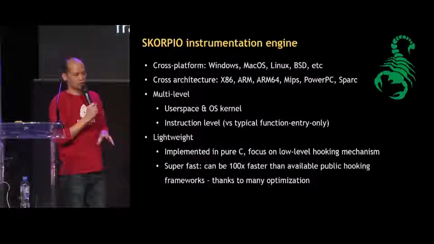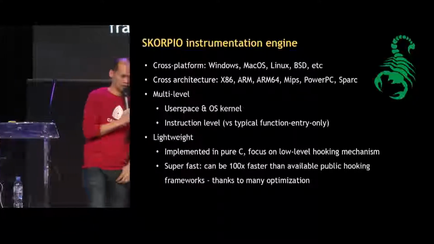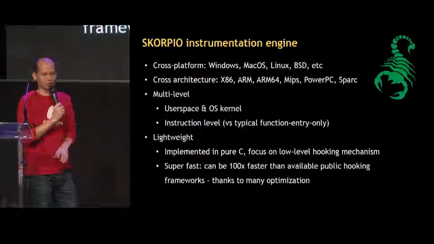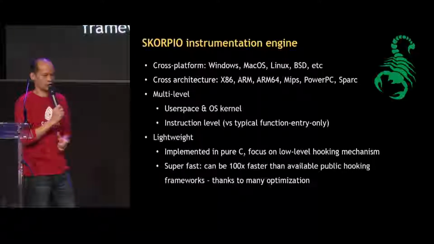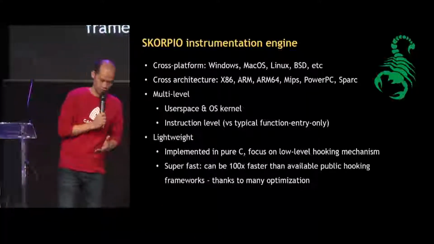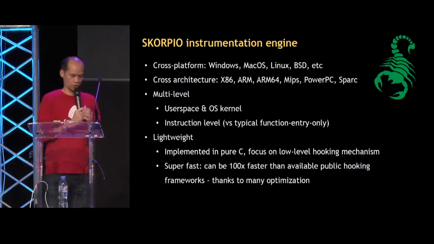And Scorpio is very fast. Because we implemented Scorpio in pure C, we focus on low-level hooking mechanisms, and it's super fast. With some very special setup, Scorpio can be 100 times faster than all the public hooking frameworks you can find now, thanks to many optimizations we did inside the core of Scorpio.